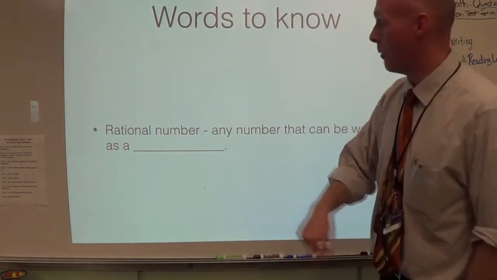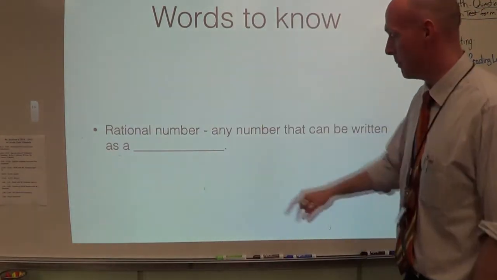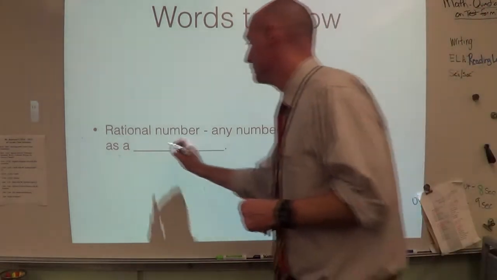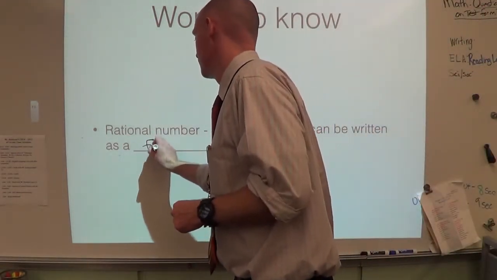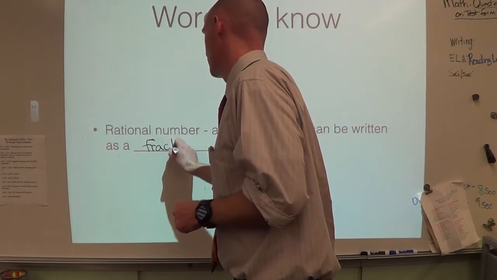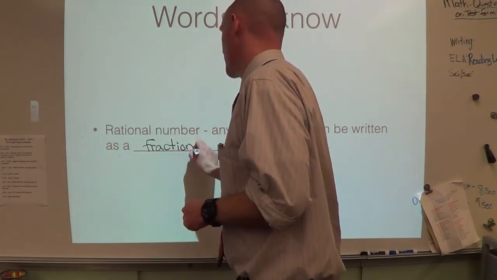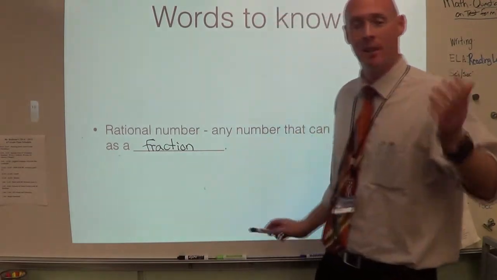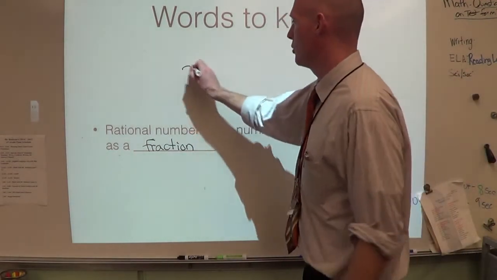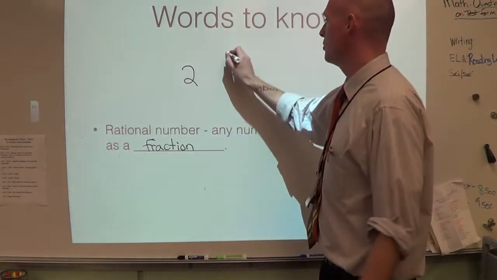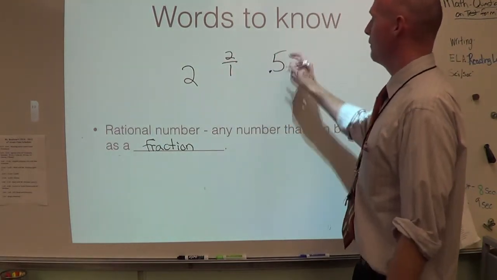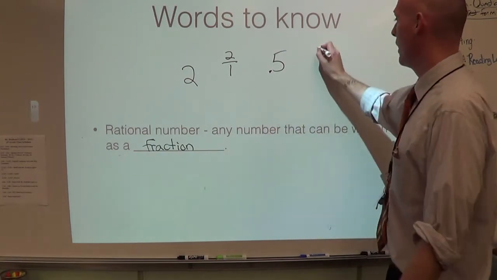First thing, words to know. A rational number: any number that can be written as a fraction. So if you can write the number as a fraction, it is in fact a rational number. Some examples are the plain old number 2, because you can write it as 2 over 1. Decimal point 5 is 1/2. You can write it as a fraction.